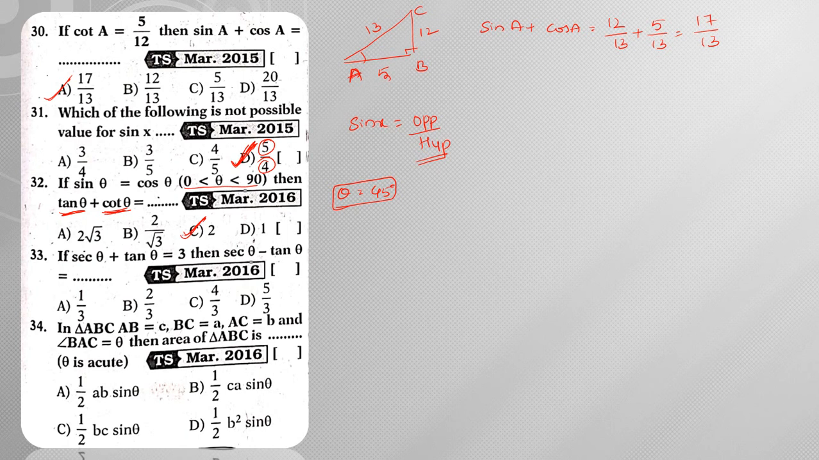Next, if secant theta plus tan theta is equal to 3, then secant theta minus tan theta is nothing but the reciprocal of 3, which is equal to 1 by 3.